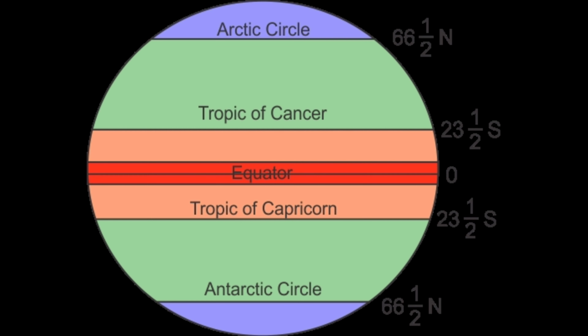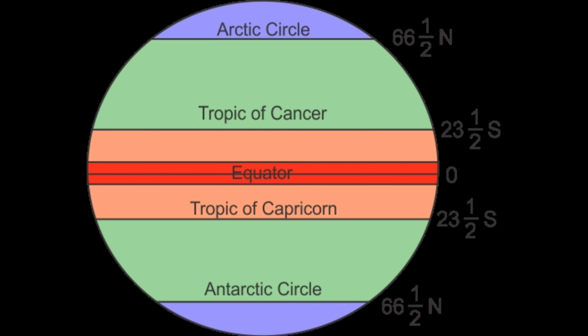Students, let's move to some important latitudes. Let's discuss them one by one. First, the equator represents 0 degree of latitude. Second, the Tropic of Cancer, that is 23.5 degree north latitude. The Tropic of Capricorn, that is 23.5 south latitude in the southern hemisphere.